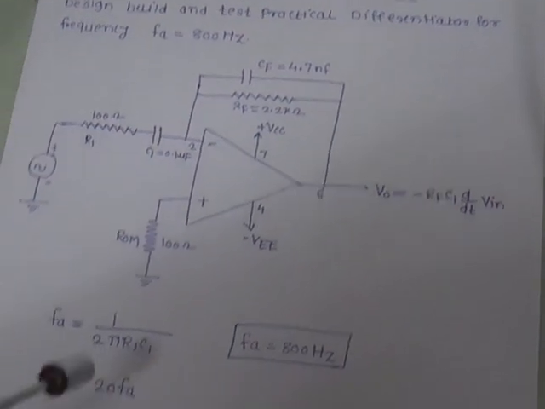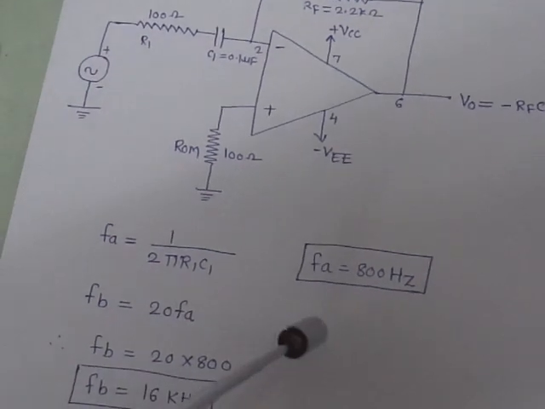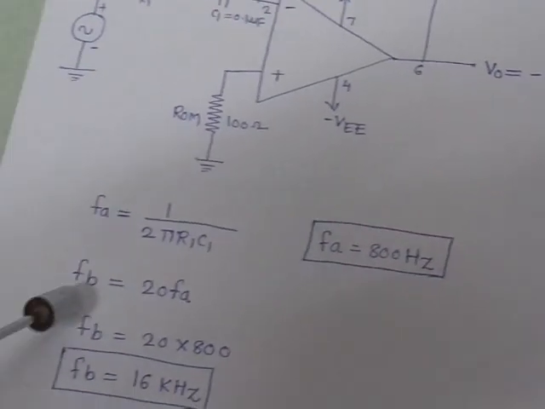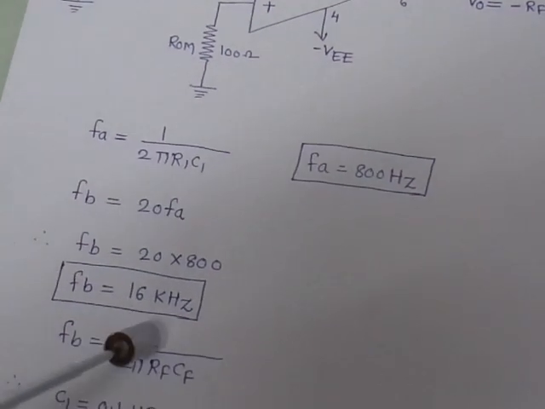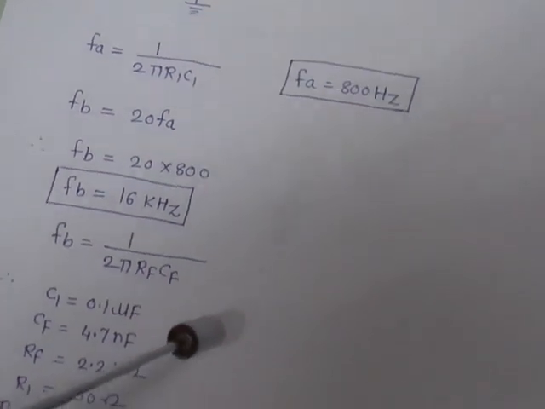The design equation is FA is equal to 1 upon 2 pi R1C1. The design which we have considered is FA equal to 800 Hz. The equation is FB is equal to 20 times FA, so FB is equal to 16 kilohertz. FB is equal to 1 upon 2 pi RFCF.